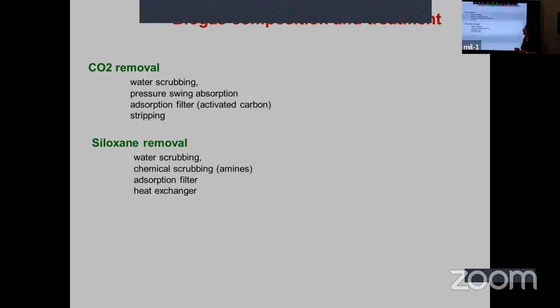To remove the CO2, it will be done thanks to water scrubbing, pressure swing adsorption, or adsorption on activated carbon, or stripping. For siloxane, more or less the same processes: water scrubbing, scrubbing with some amines, chemical scrubbing, adsorption, or heat exchanger for condensation.